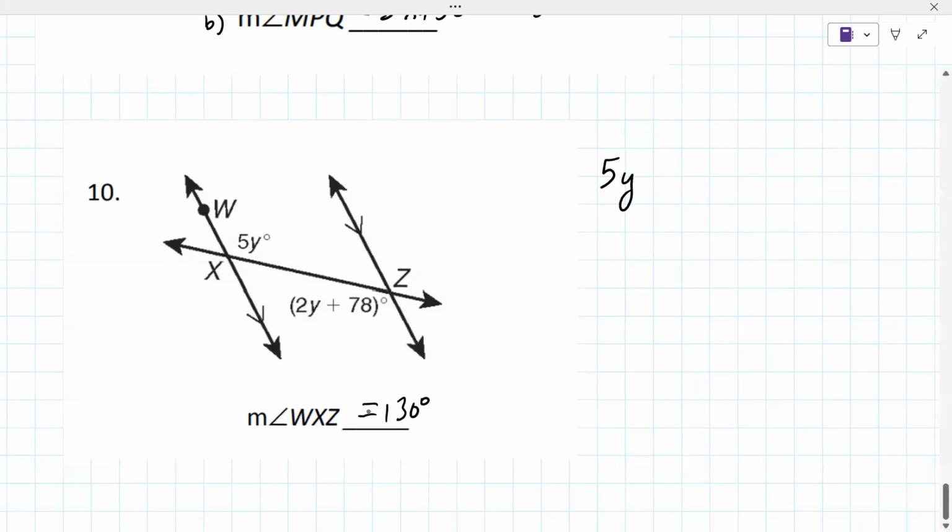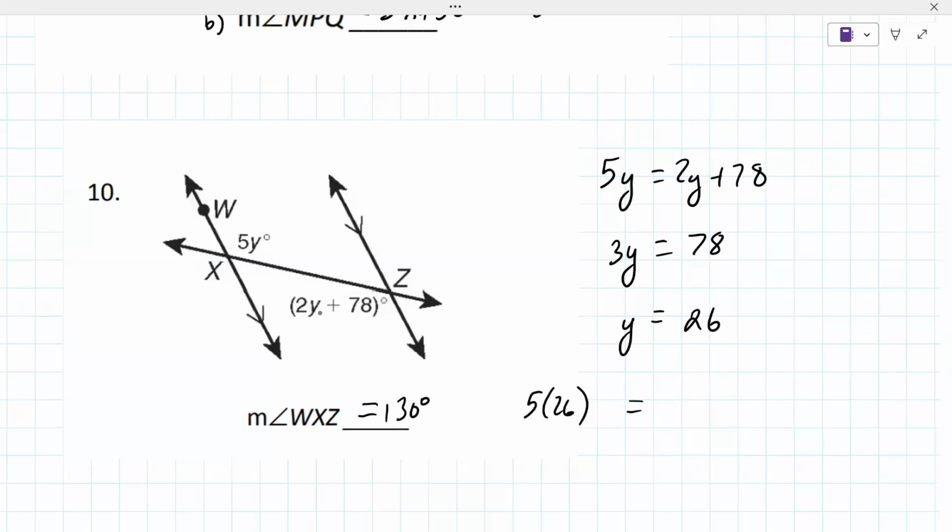Okay, let's take a look here. Like you said, 5y equals 2y plus 78. So you end up getting 3y equals 78, y equals 26. Does that match up with what you have? Yep. Now, in truth, you don't have to necessarily do WXZ, this 5y. Let's just say it was flipped. You can do the one you want because they're congruent. Like 5 times 26 is going to equal 2 times 26 plus 78. When they're congruent, you can pick the one you want. It doesn't matter. Good.